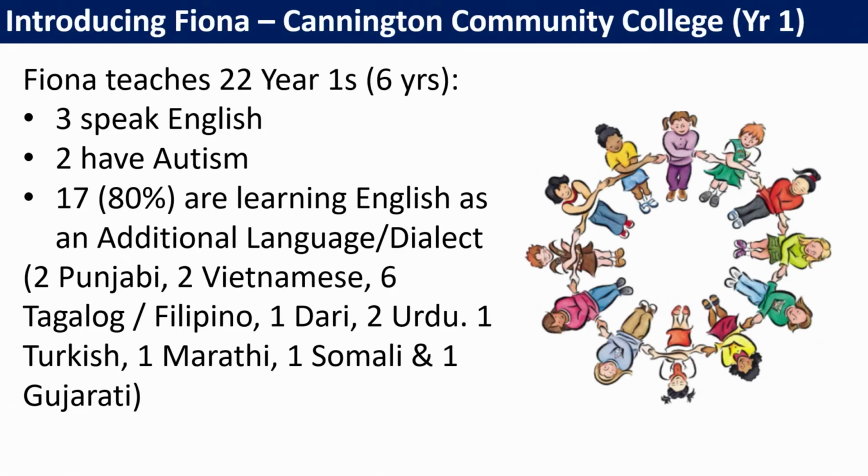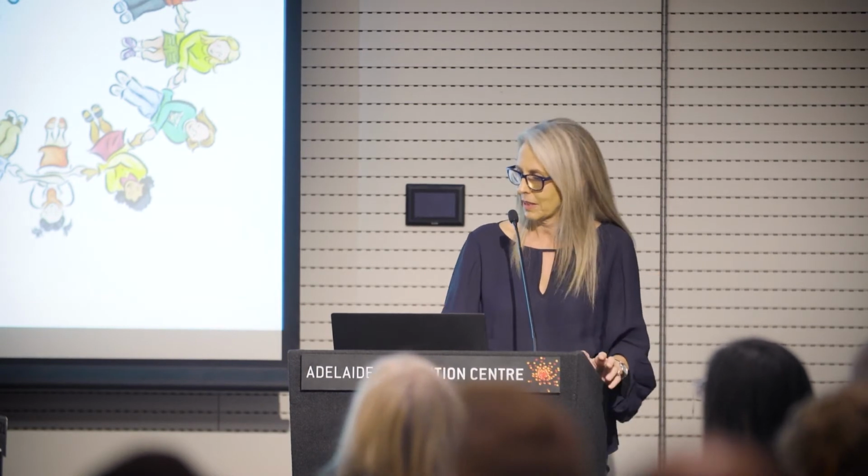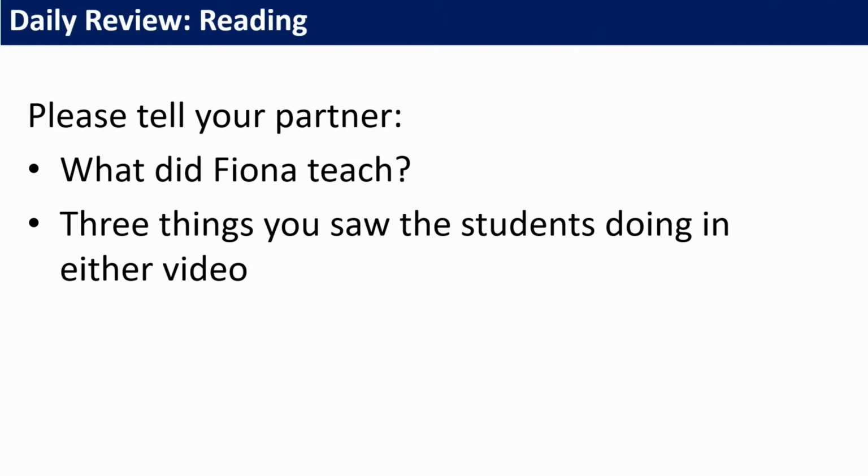This is the magnificent Fiona. This is a school in a part of WA in Metro Perth that has a high number of kids who don't speak English as their first language. So only 3 of Fiona's class speak English as their first language. If that's your situation, this is how it might work for you. Again, what did she teach? And perhaps some things you saw the kids doing in the video.